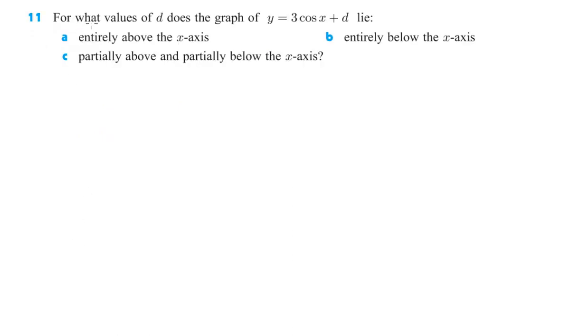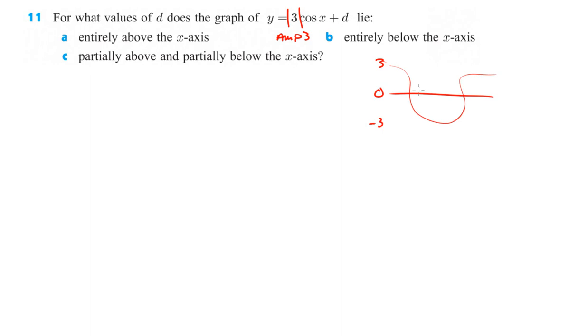Number 11, for what value of d does the graph y equals 3 cosine x plus d lie entirely above the x-axis? Okay, so here's the thing. Here's our amplitude, right? Amplitude is 3. So for it to be entirely above the x-axis, let's say if this d is 0, we'd go up to 3 and down to negative 3, so it's going to look something like this, right?